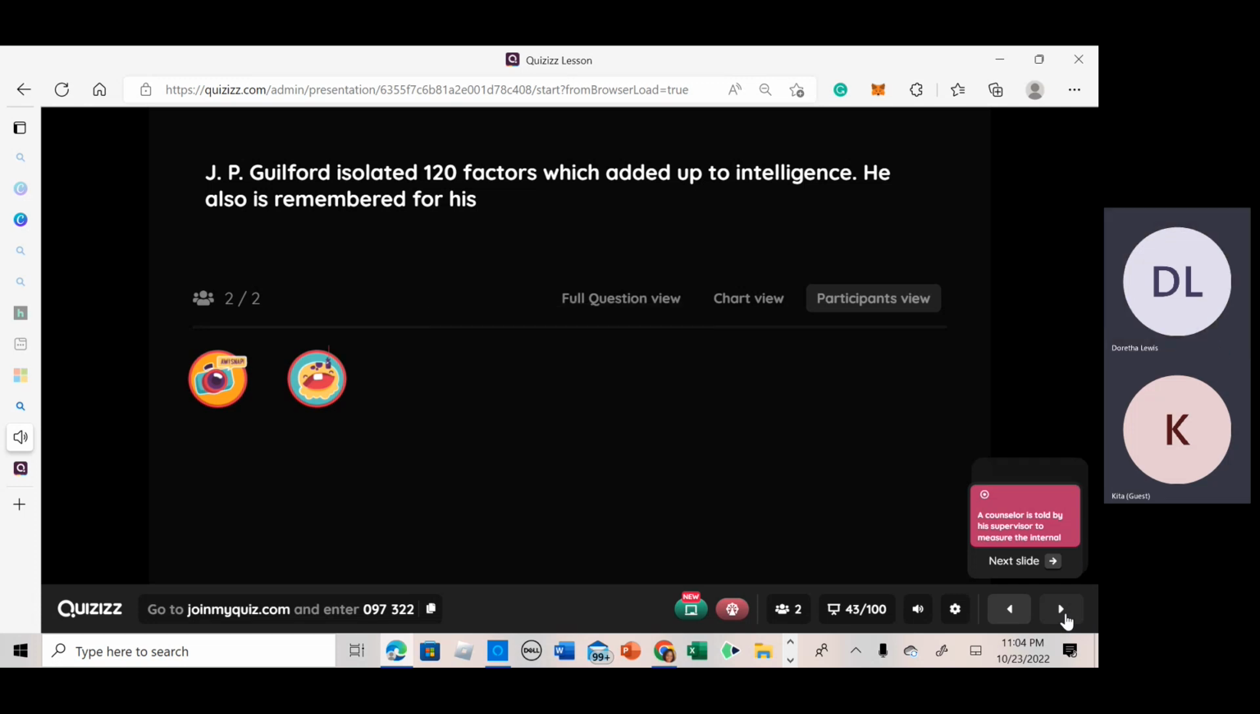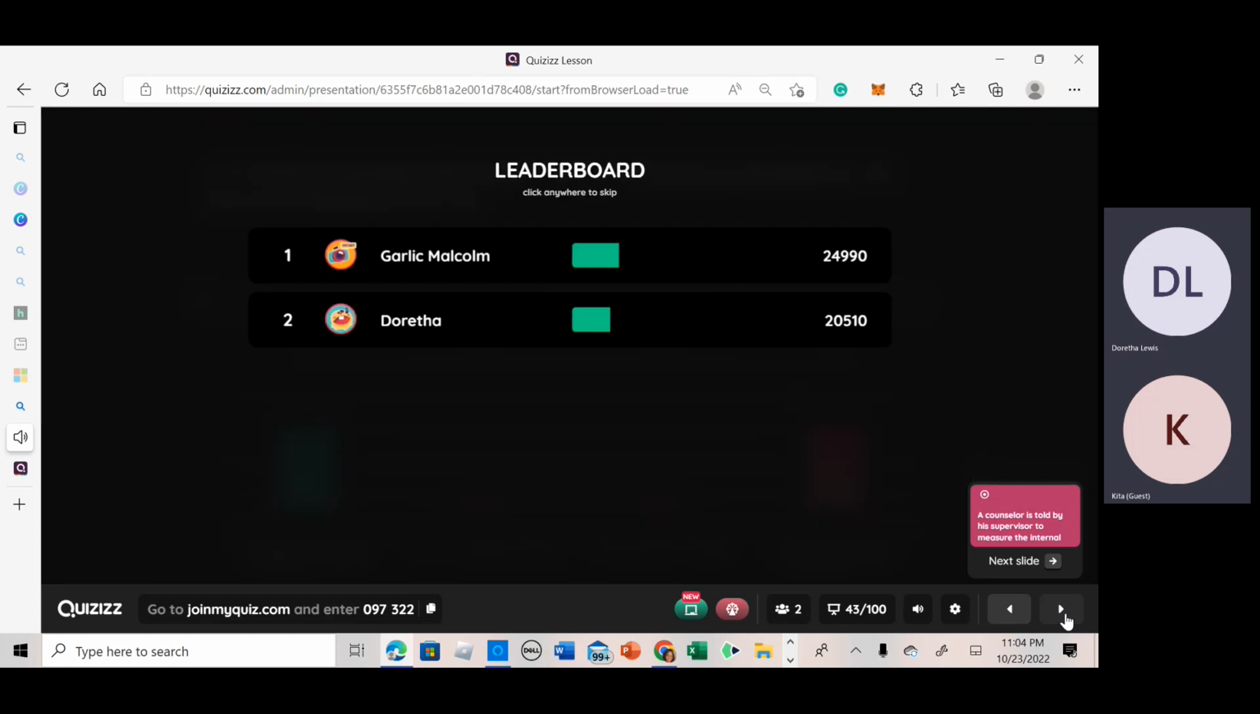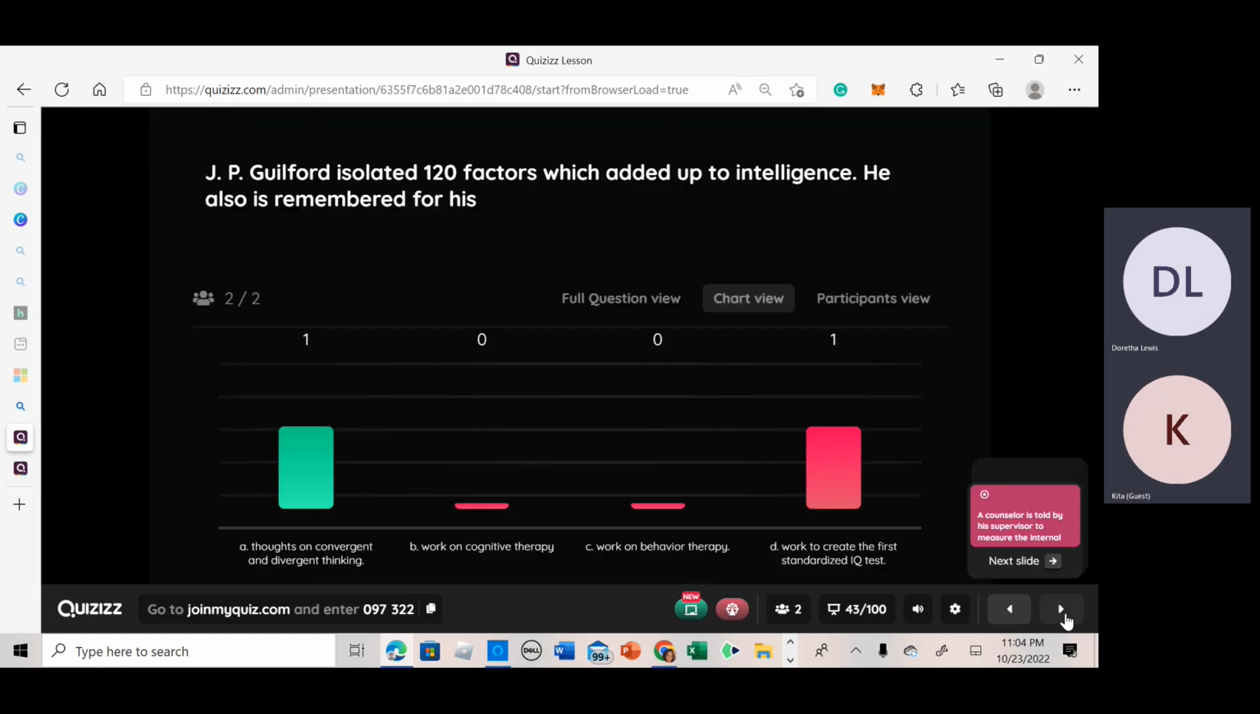J.P. Guilford isolated 120 factors which added up to intelligence. He is also remembered for his thoughts on convergent and divergent thinking.